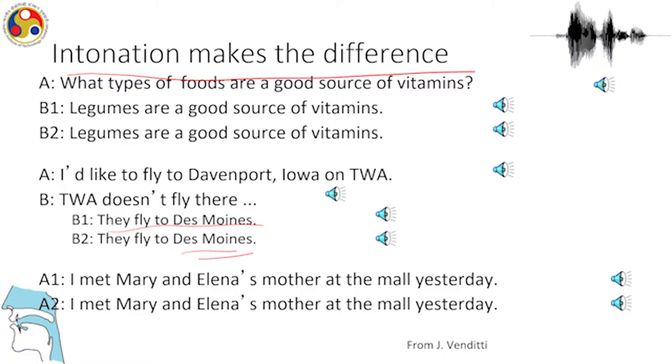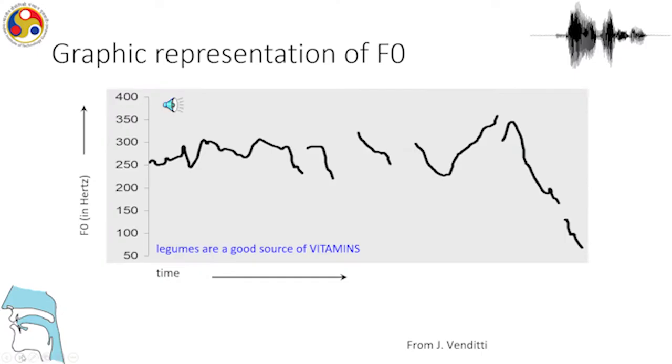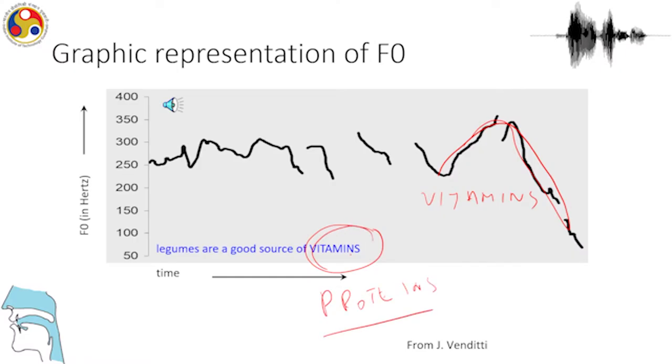Again, when there is ambiguity in a sentence, intonation can change the meaning. Here we have a sentence where vitamins is put in bold. In the sentence, you can see the pitch contour. It steadily rises towards the end. What does this rise mean? It means that vitamins is emphasized here. Legumes are a good source of vitamins. It means that legumes are not a good source of proteins, or maybe also a good source of proteins, but definitely a good source of vitamins. So this high pitch, rise and fall, shows that vitamins is emphasized.